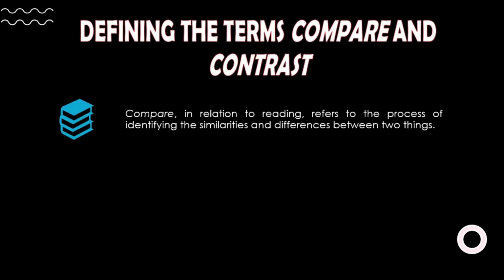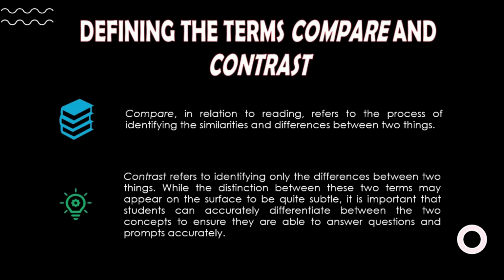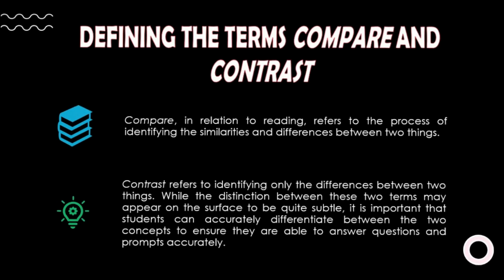Compare in relation to reading refers to the process of identifying the similarities and also the differences between two things. That's comparison. Contrast, on the other hand, refers to identifying only, take note of that, only the differences between two things. If comparing refers to identifying similarities and differences, contrast only refers to identifying the differences between two things. And this is applied in our reading comprehension.